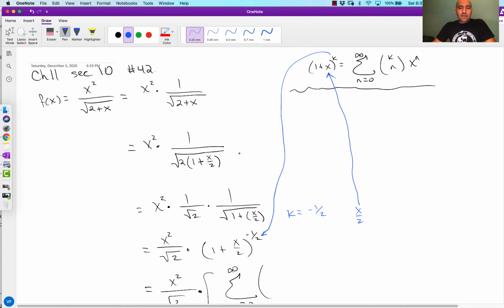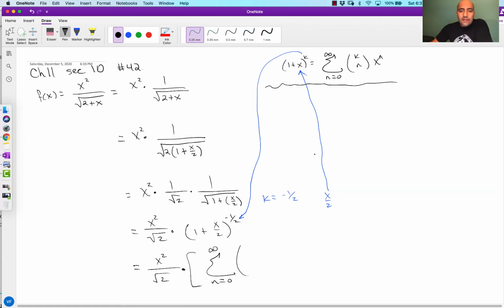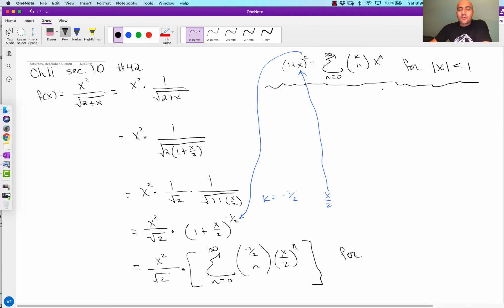So when we plug it into this, we'll end up with k, which is equal to negative 1/2, choose n, and then we have our term, which is x over 2 raised to the nth power. Right, and then we multiply those, and this will be valid for the absolute value of x strictly less than 1. That's what the binomial series looks like. For us, that'll be this whole thing.